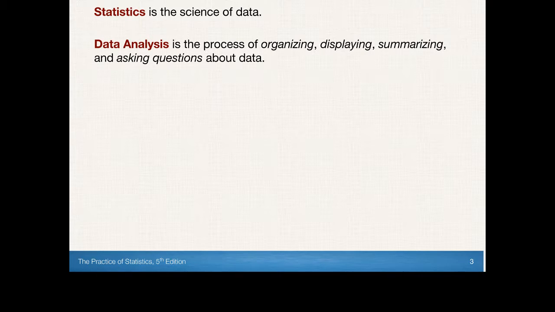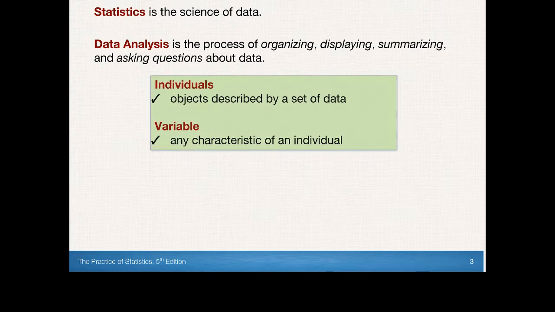Data analysis, which we're going to be doing, is the process of organizing, displaying, summarizing, and asking questions about data. With that, we get individuals taken in data. Those would be like the people taking the poll, or the animal in the forest, or things like that. The variable would be any characteristic of that individual. And the variables are broken down into two different types of variables.